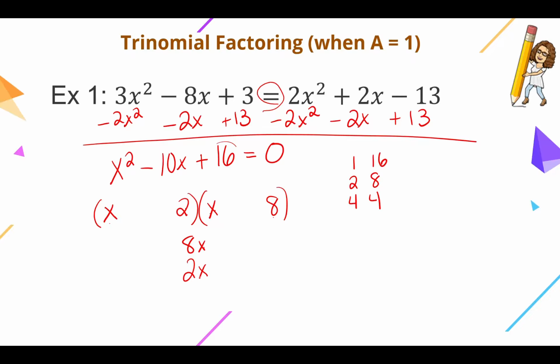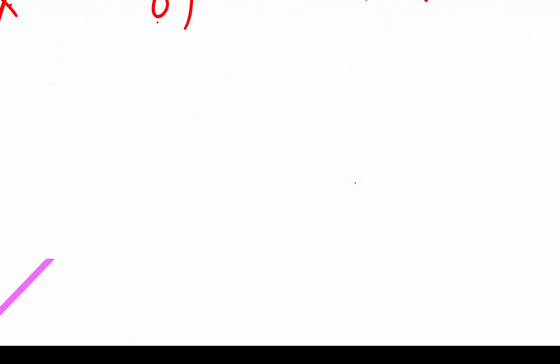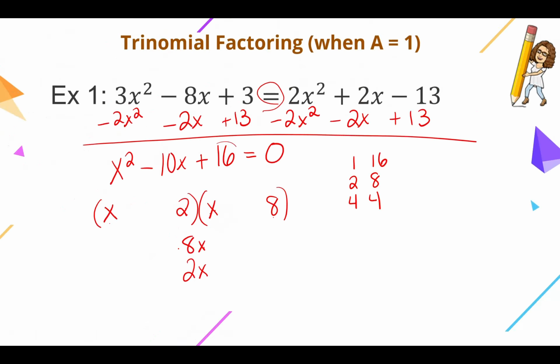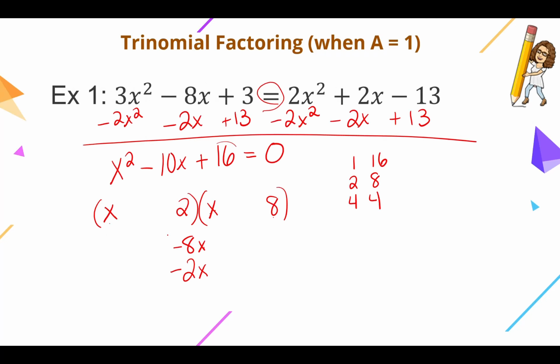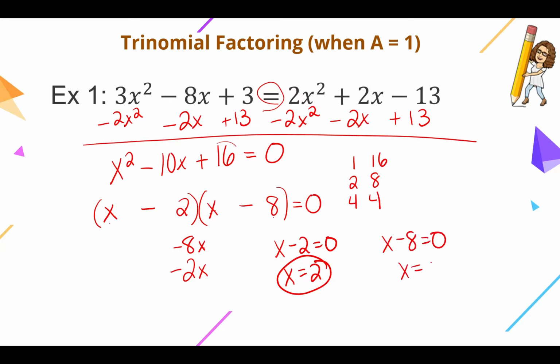Then I'm going to ask myself, can an 8x and a 2x with any signs possible make me a negative 10? Ooh. Yes, right? Double negative, right? So then I'm going to double check. Two negatives, negative 8 times negative 2, does in fact give me a positive 16, so I can keep going. I'm going to put a subtraction in between both of them. Now, I am still equal to 0. I am not done, so I need to set x minus 2 equal to 0, get x equals 2 for one of my answers. And then I'm going to set x minus 8 equal to 0 and get x equals 8 for my other answer.